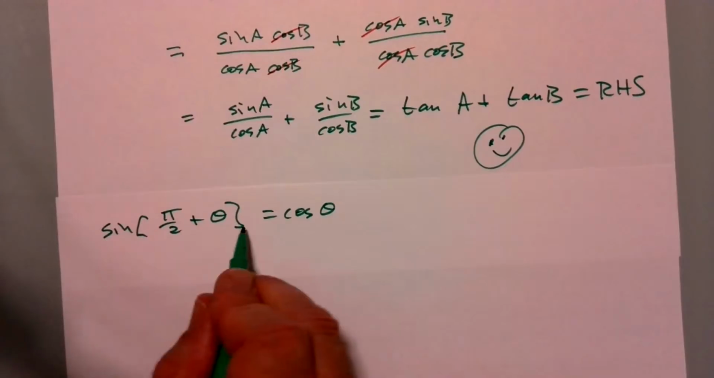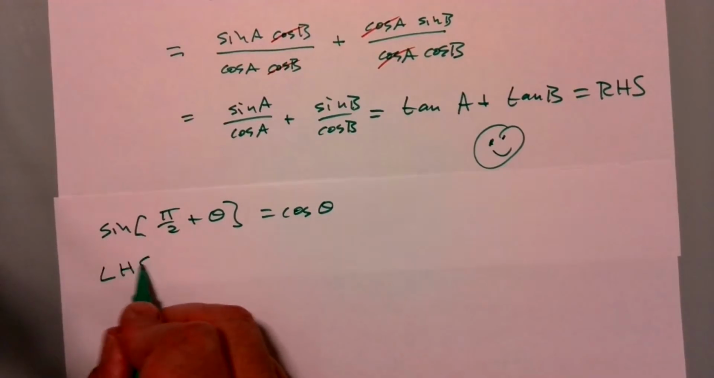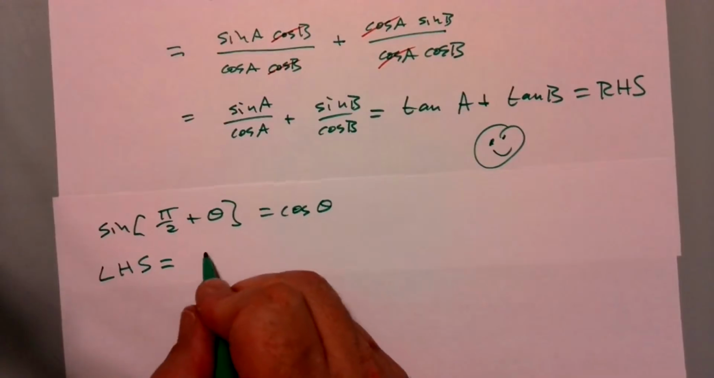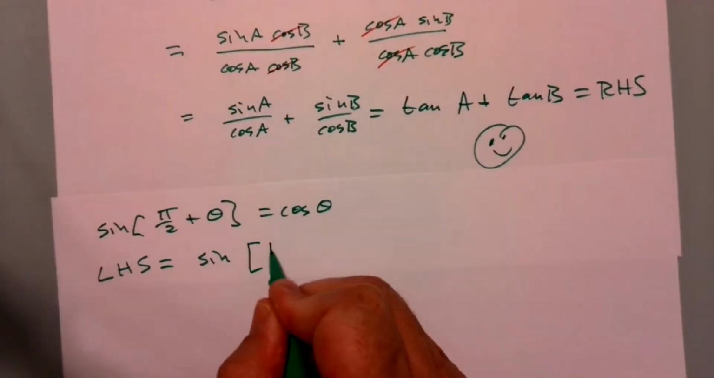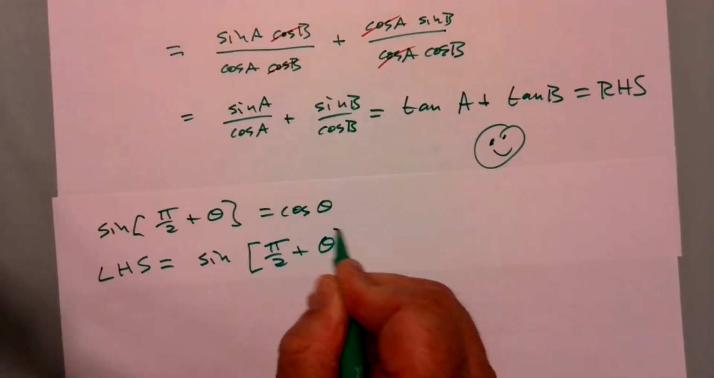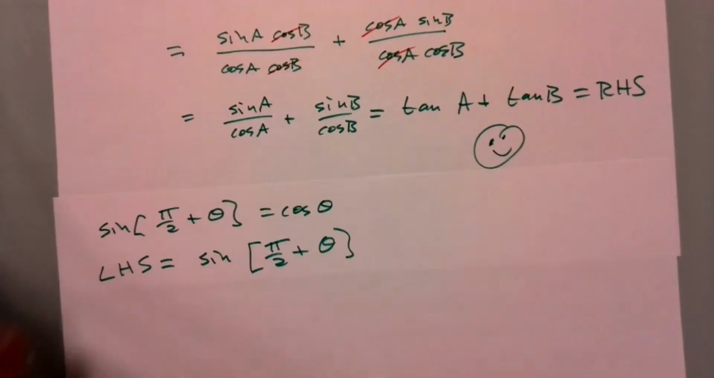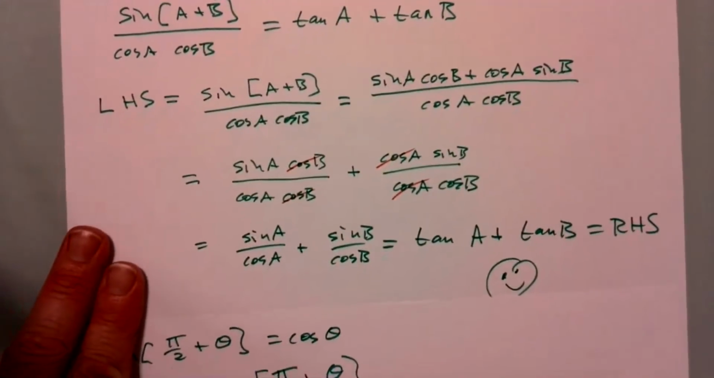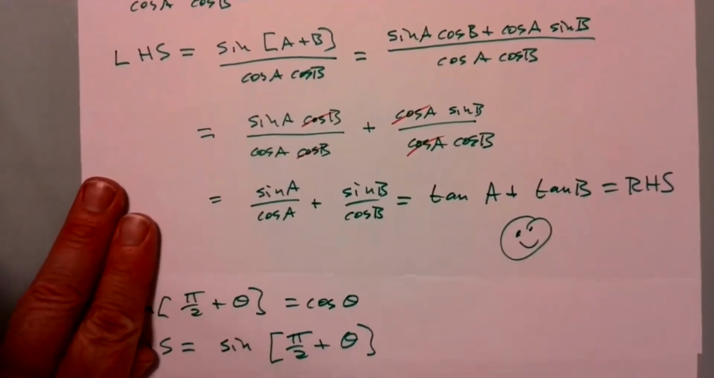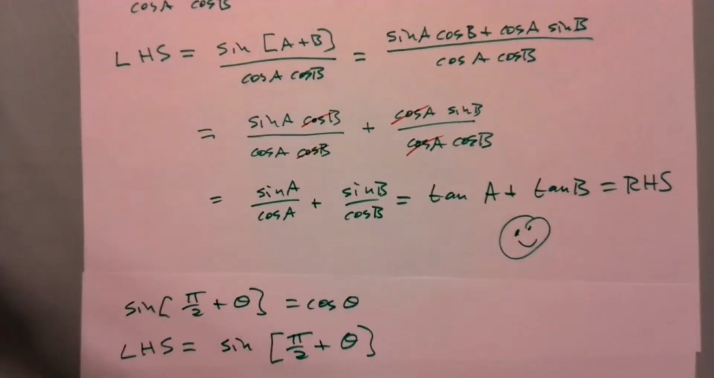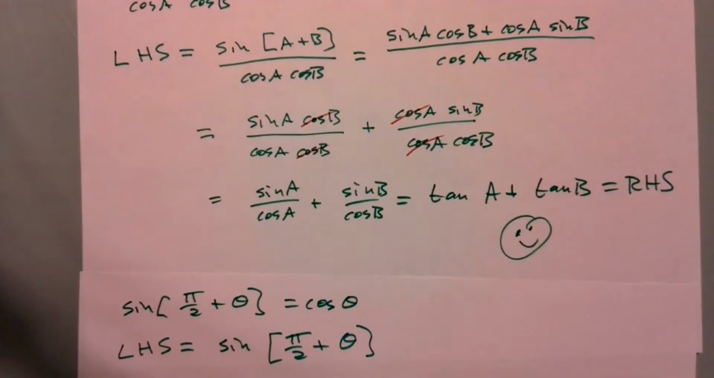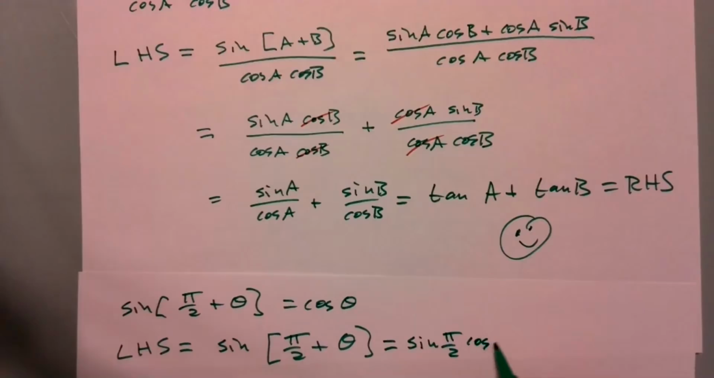All right, looking at this, we'll go with the left-hand side. Left-hand side equals sine of pi over 2 plus theta. And we're going to use the same identity we used before. You see it up here, right? Sine of A plus B is sine A cos B plus cos A sine B. So sine pi over 2 cos theta plus cos pi over 2 sine theta.